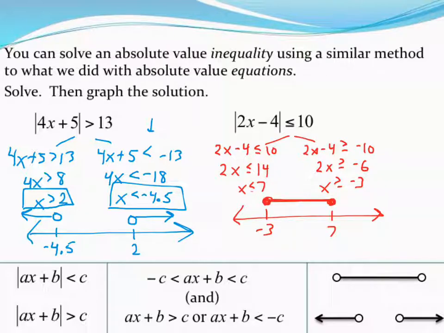There you go. Check your solutions. Hopefully you got the same thing I did. Make sure both of those circles are filled in, and then this graph ended up being an AND graph. It's all the points that were in between negative 3 and positive 7.